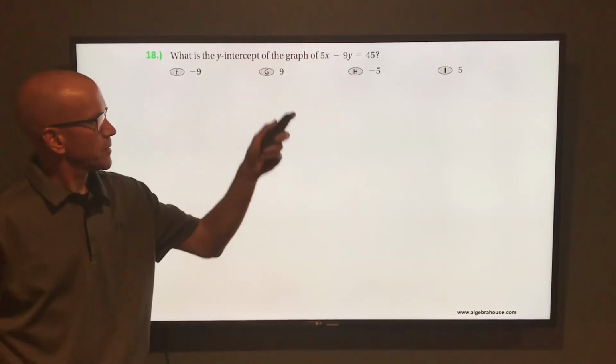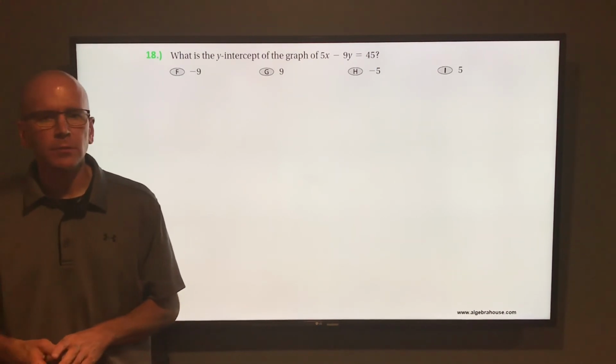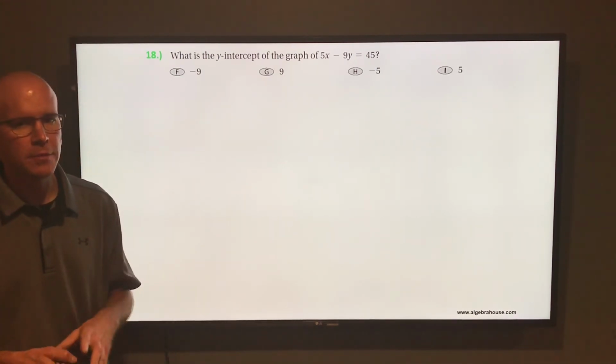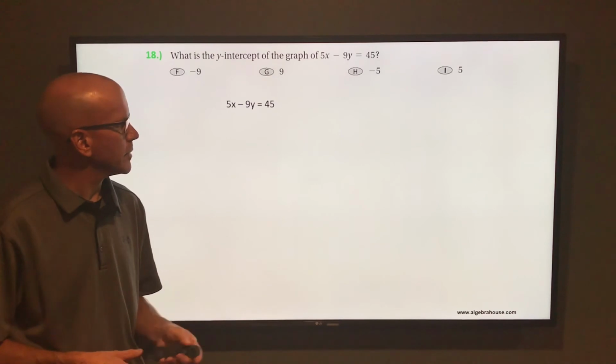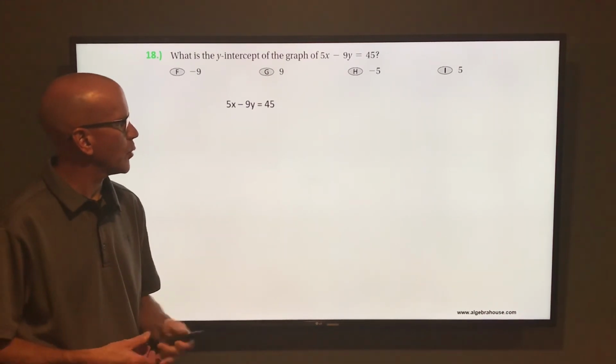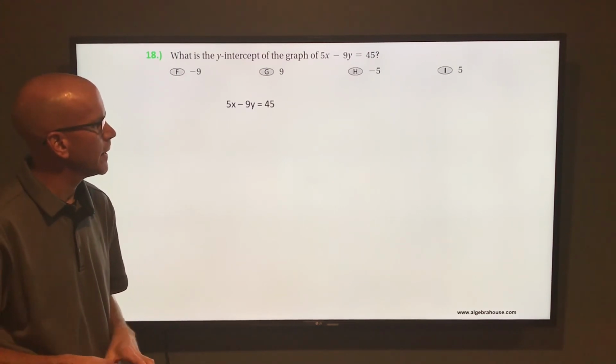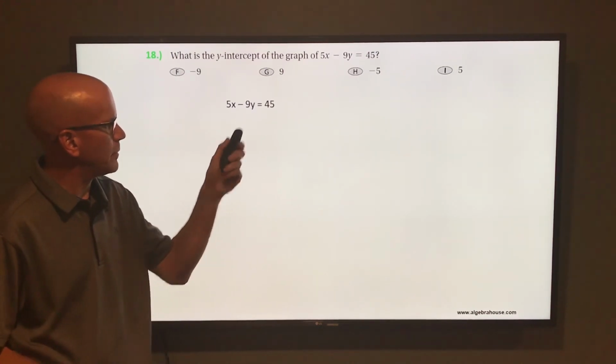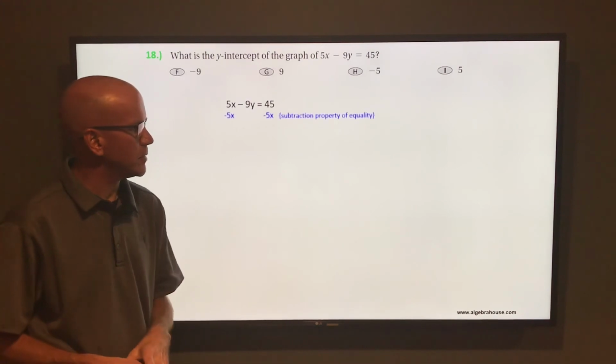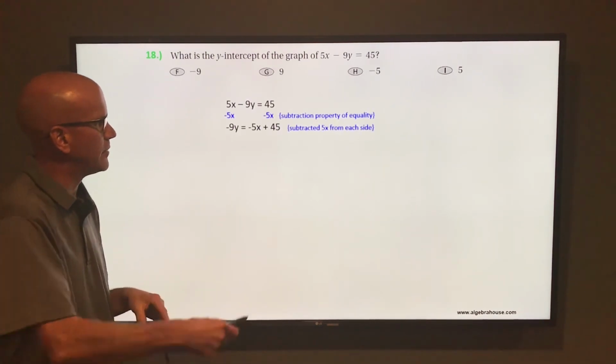What is the y-intercept of the graph of 5x minus 9y equals 45? Well, one of the ways to get the y-intercept is to get it in slope-intercept form. To get that equation in slope-intercept form, we're going to solve it for y. Y equals mx plus b, that is slope-intercept form. So to solve that for y, I want to get y by itself by moving the 5x to the other side. To move that 5x, subtract 5x from each side.